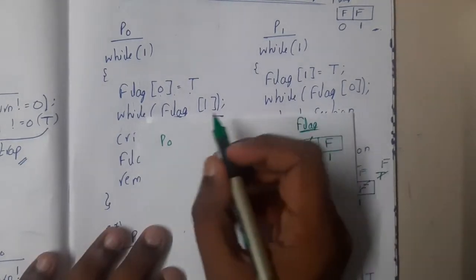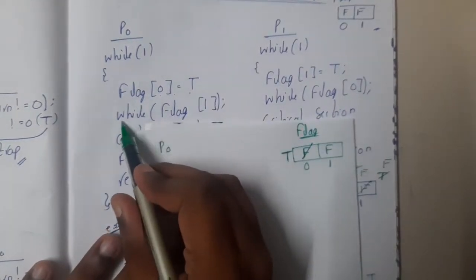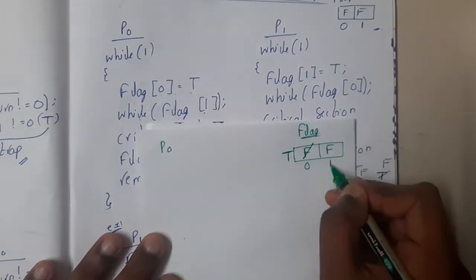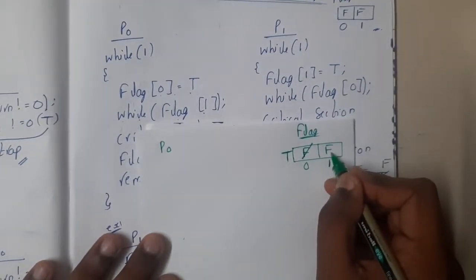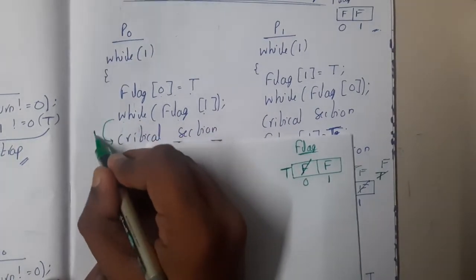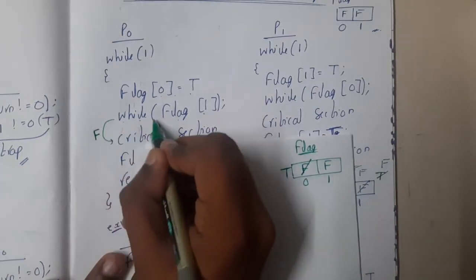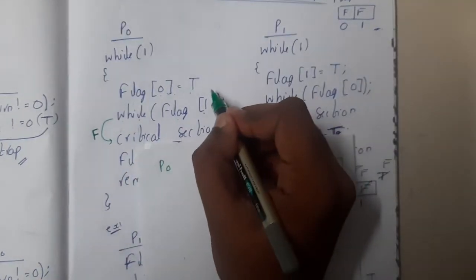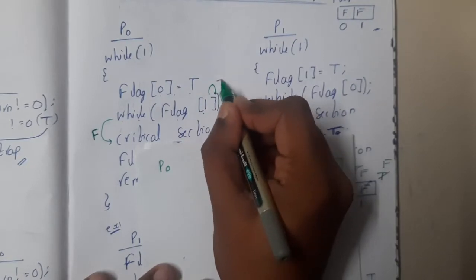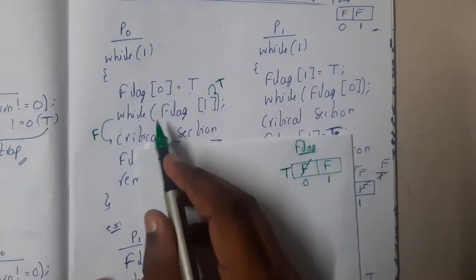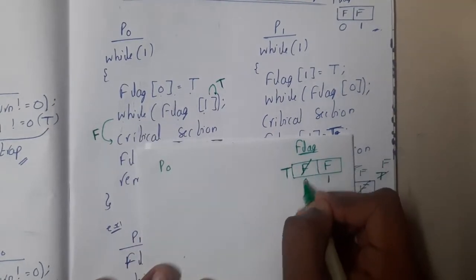In the next step, it is going to check while flag of 1. If flag of 1 is false, it will go inside, because the whole statement will become false, so it will safely go through. But if it becomes true, it will go in a loop, right? With that understanding, here there is no issue.